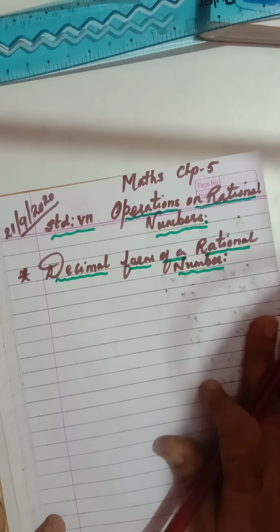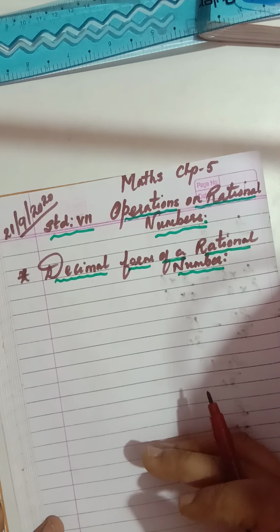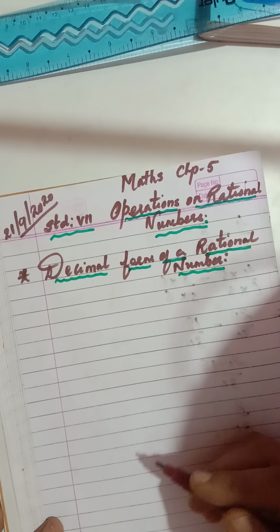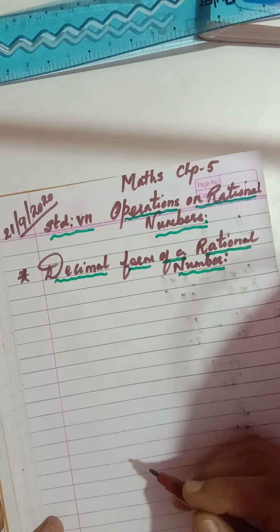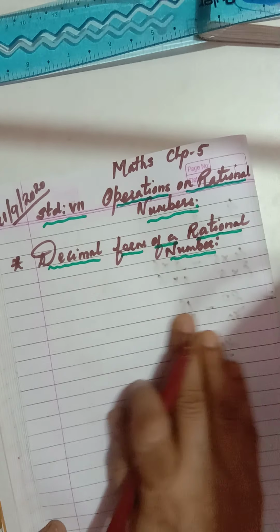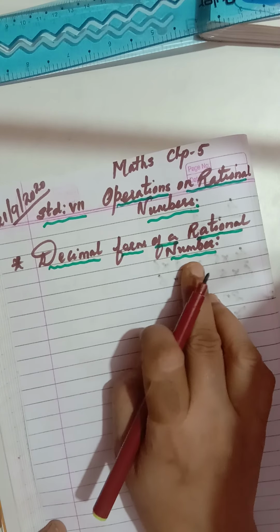Hello students, in today's lecture we will be learning about the decimal form of a rational number. That means we are continuing with chapter 5, that is operations on rational numbers, and today's topic is the decimal form of a rational number.